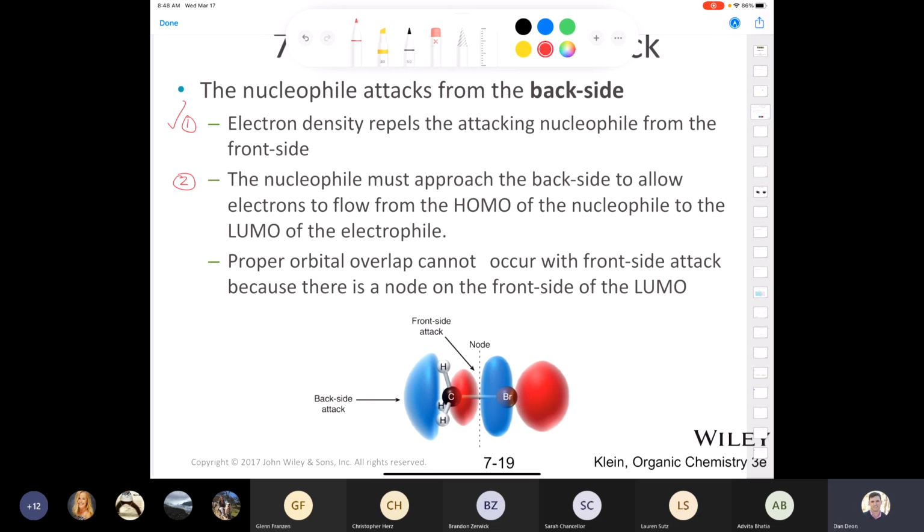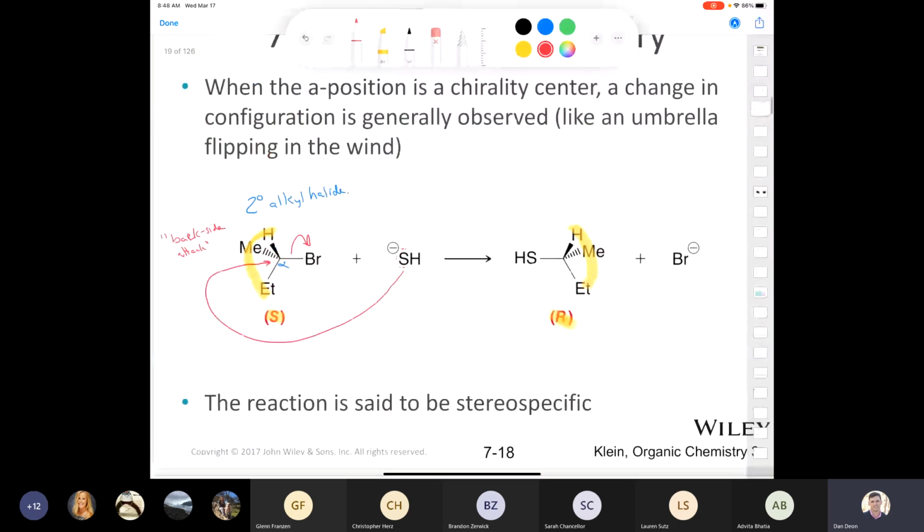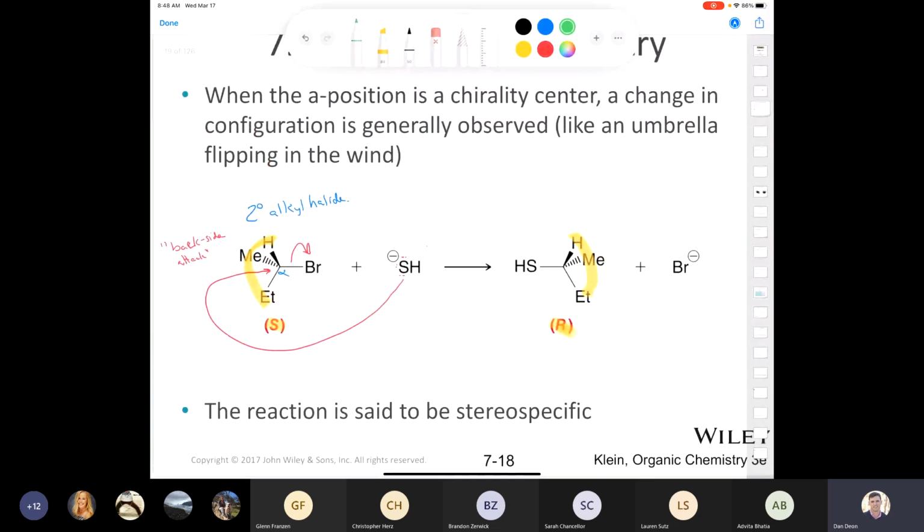Basically, the electron density repels the attacking nucleophile from the front side. So all it means is this: since the bromine is delta negative and has lone pairs all around it, that is going to cause a repulsion between the negative here and the partial negative here. So that is reason number one why this doesn't happen, why we get backside attack.